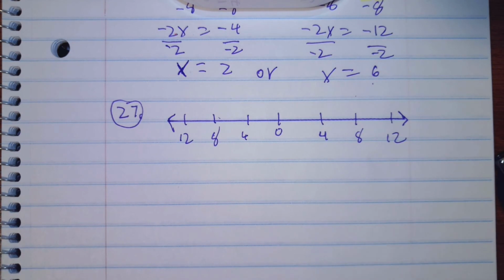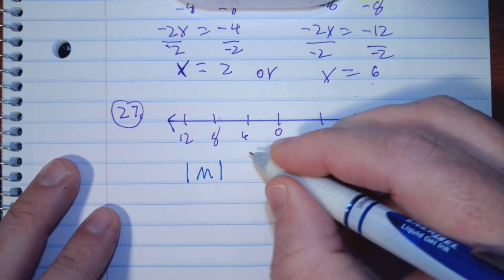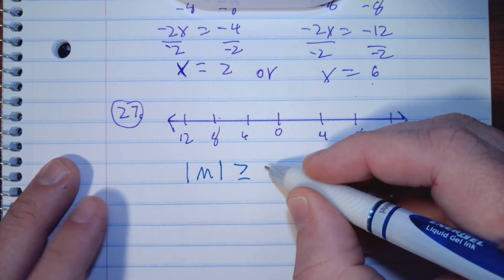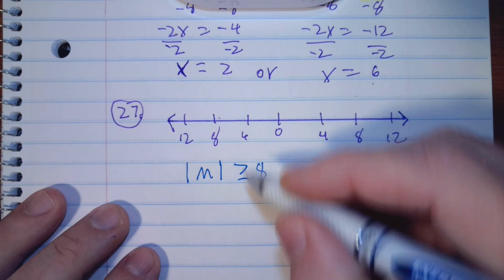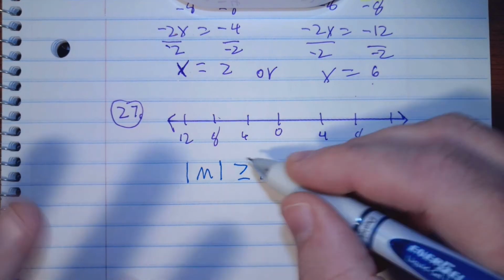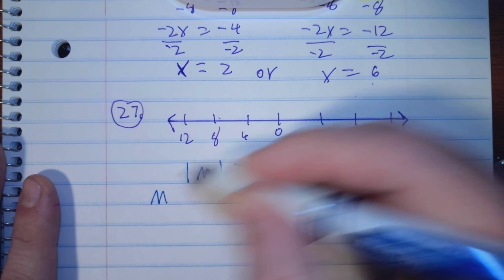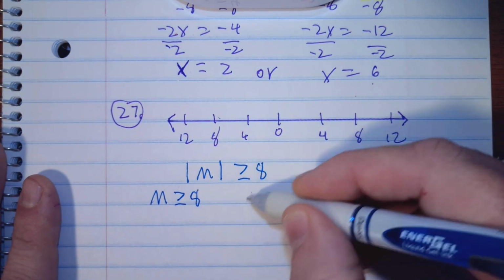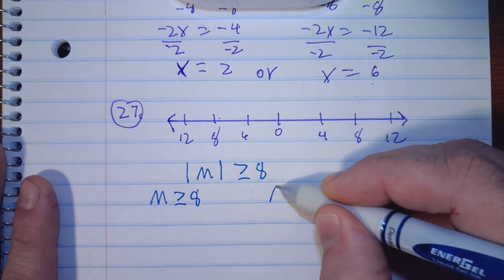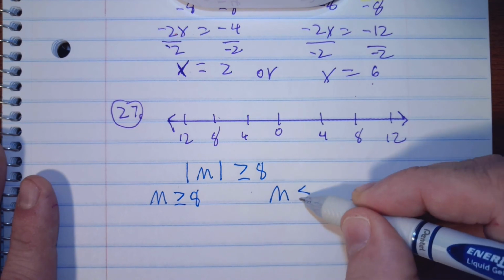And again, this one is going to be simple, I hope. Okay. So this adds a little complication to it. So what I'm going to do is I'm just going to split this up into two problems. I'm going to split this up into m is greater than or equal to 8. And then I'm going to split it up into m is less than or equal to negative 8.